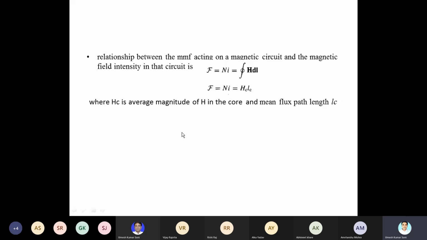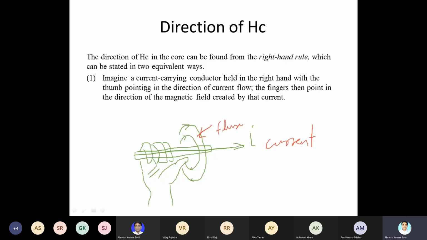And if we increase the current in the conductor, the current in the coil, then the magnetic field intensity will also increase. So this is the L, the total length of the magnetic circuit. Now what is the direction of the magnetic field? The direction of the magnetic field is represented by the right hand rule.